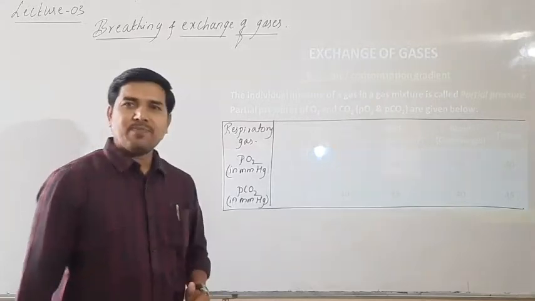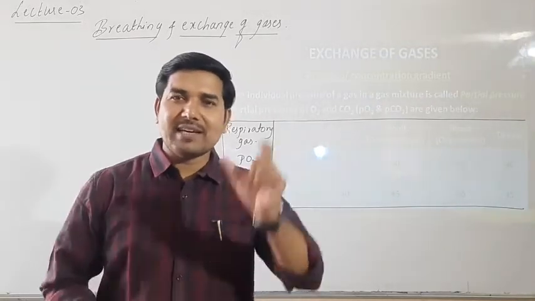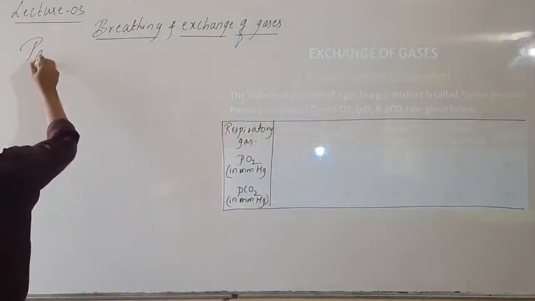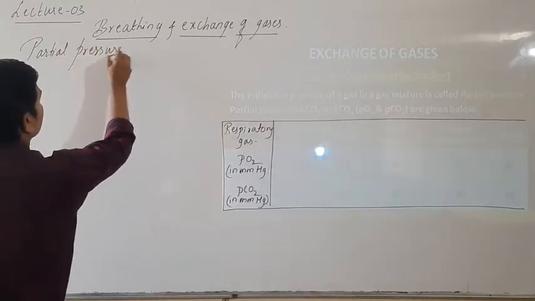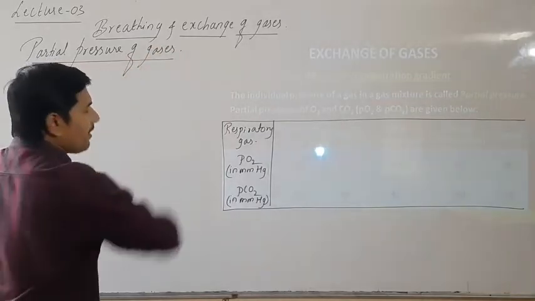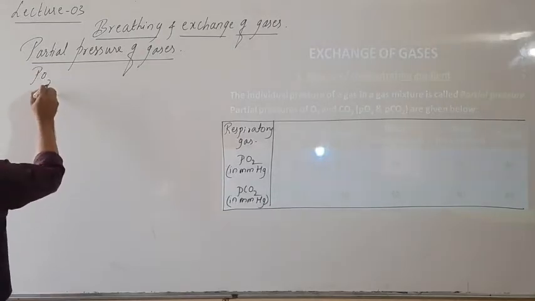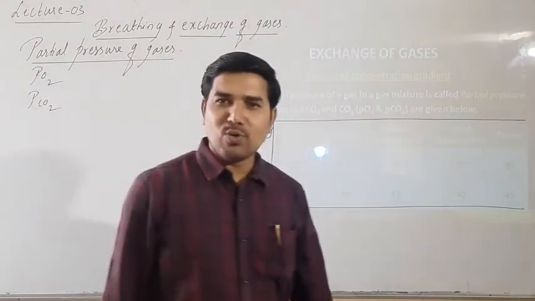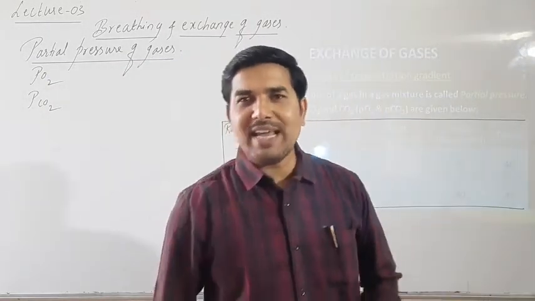Okay, now first, as we come across PO2 and PCO2, we come across a term called partial pressure of gases. The partial pressure of oxygen is represented as PO2, and that of carbon dioxide is represented as PCO2. PO2 and PCO2, we call them partial pressure of gases.